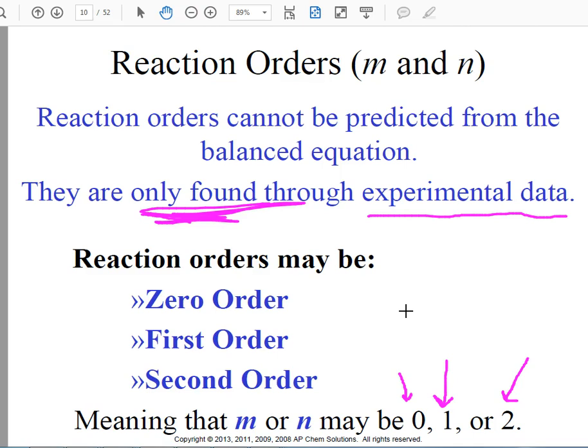There are such things as half order or fractional orders. They are rare and they are not tested, so we're not going to worry about them. We're going to pretend that we're in our little high school chemistry world. The only orders that we have are 0, 1, and 2.